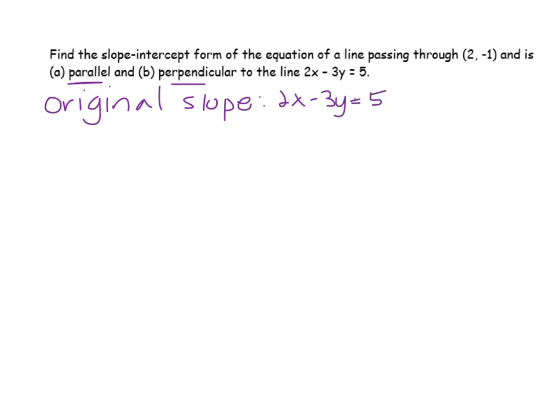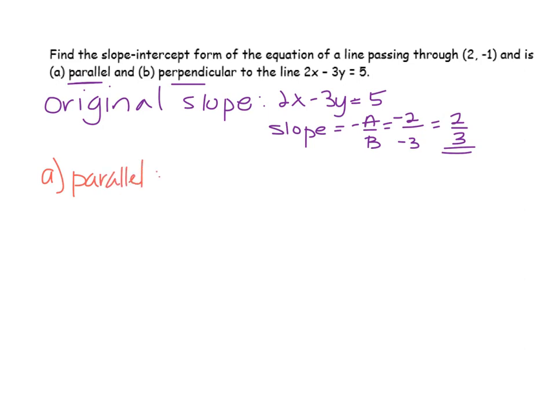Now, this is in general form, and the slope definition in general form is negative a over b. And in this case, a is 2, so we would make that negative 2. And b is negative 3. That means the slope is positive 2/3. That's kind of what we'll work with for parts a and b. For a, we want a parallel slope. So our parallel slope is going to be the same thing. It'll be 2/3.